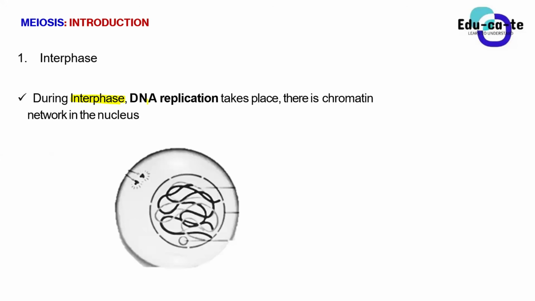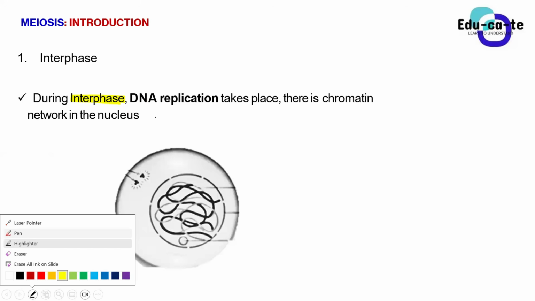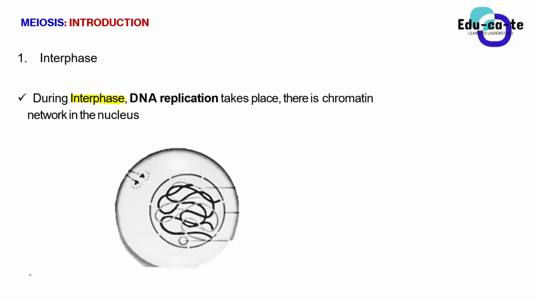During interphase, the process that is happening is known as DNA replication. You guys already know what DNA replication is, right? Yes, sir. So basically during interphase, the DNA in the nucleus will start replicating. All right, and there will also be a lot of chromatin network in the cell.